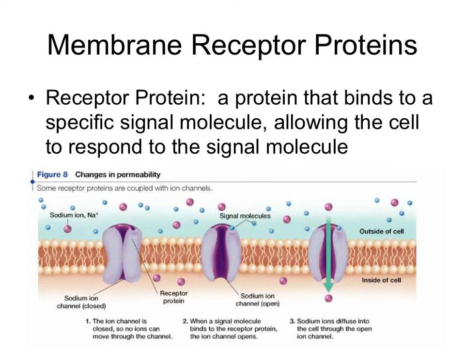Receptor proteins are proteins that bind to specific signal molecules, and it allows the cell to respond to the signal molecule. So for example, this is an ion channel, and normally it's closed, but if a signal molecule binds to that receptor protein, it can change the permeability because now things can travel into the cell. If that signal molecule releases from this receptor protein, the ion channel will close again and it will no longer be permeable to those molecules.